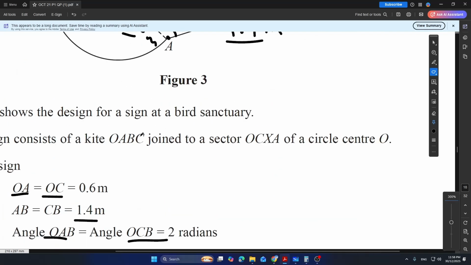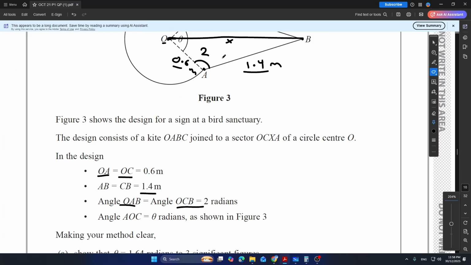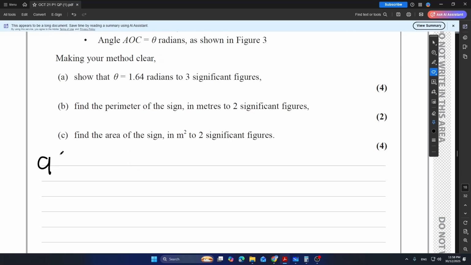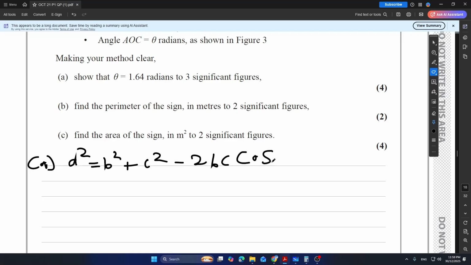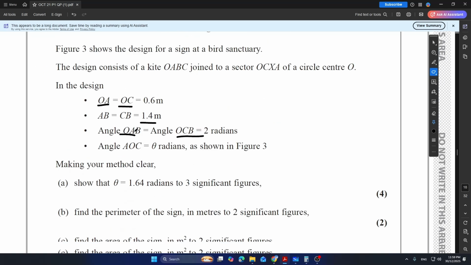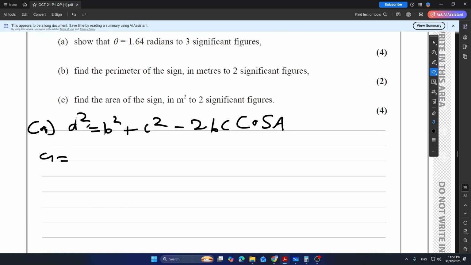To find this long line, again, this is a non-right-angle triangle because it does not say a right angle. To find this using these two sides and the angle between them, we would use a squared equals b squared plus c squared minus 2bc cos A. Okay, now we can find a squared. We can do that easily. So a equals, I'm going to root both sides because I want to remove the square.